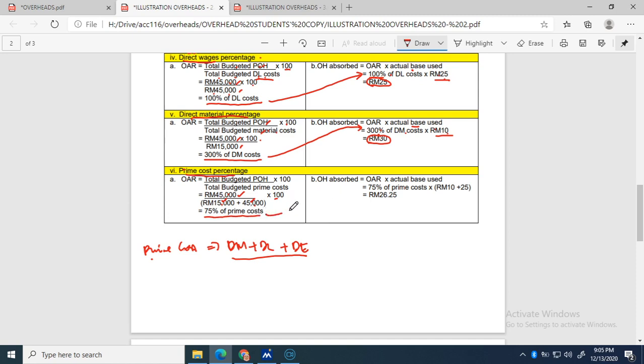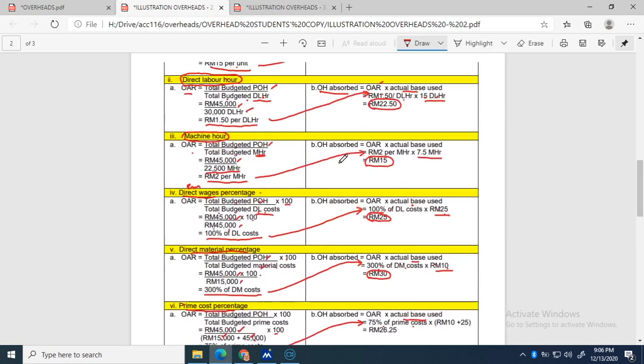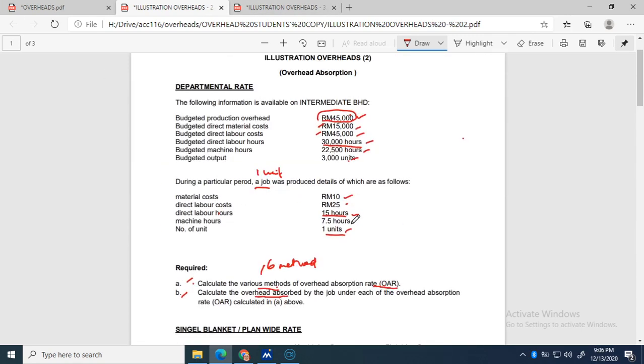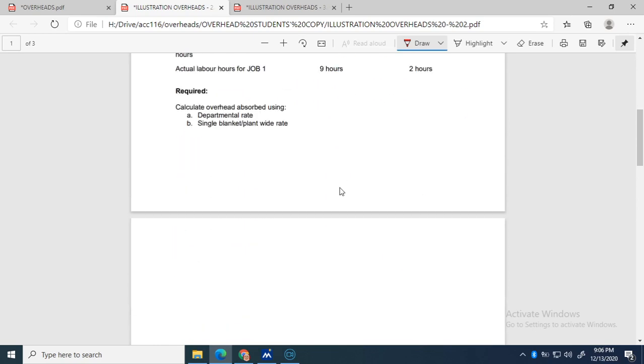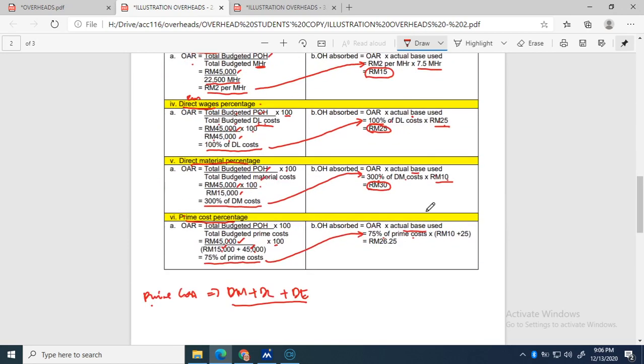To get overhead absorbed, OAR 75% of prime cost times prime cost actual for the job. For this job, it is 10 ringgit for material and 25 ringgit for labor. If you have direct expenses, you plus direct expenses. So 10 plus 25, direct material plus direct labor, you get 26.25 ringgit for a job.